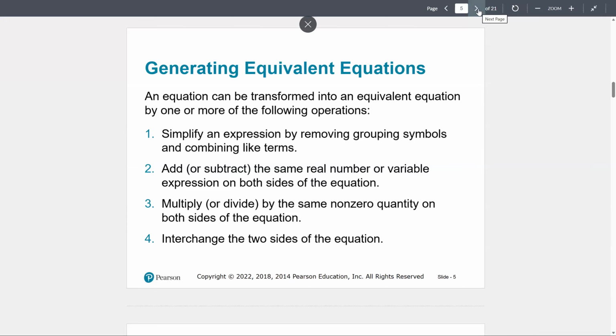So first thing we're going to do, when we can, is simplify. Then we're going to add and subtract real numbers from both sides of the equation until we get your x by itself. Then we're going to divide by whatever's on that x, so then we can solve it.